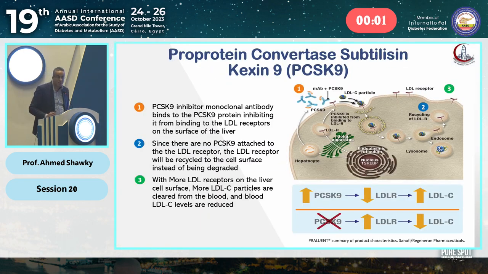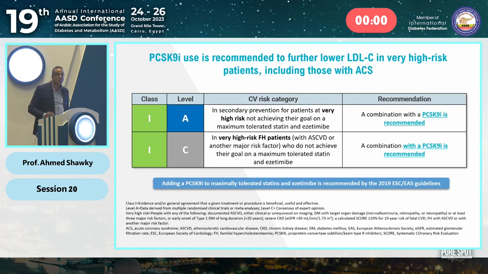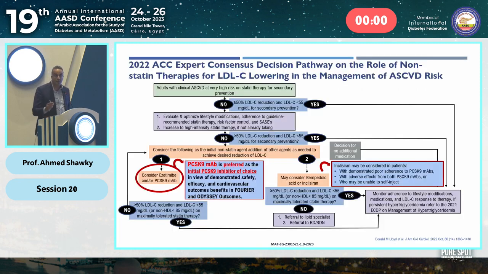So PCSK9 inhibitors, what do they do? They remove LDL by recycling LDL receptors. Simple as that. And they are a class 1 indication on top of statins and ezetimibe to reduce outcomes in patients with ACS. If you look at the algorithm, you start with statins, you add ezetimibe at 4 to 6 weeks. I'm talking 4 to 6 weeks, not 4 to 6 months. Then a PCSK9 monoclonal antibody. And I here say what the guidelines say and the ACC consensus says. Inclisiran comes at a later level if there are no PCSK9 monoclonal antibodies or there is a problem with giving them.